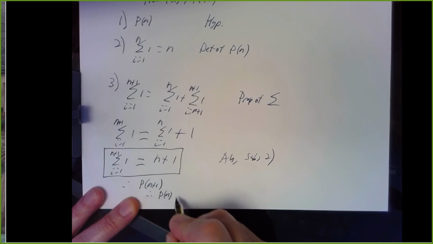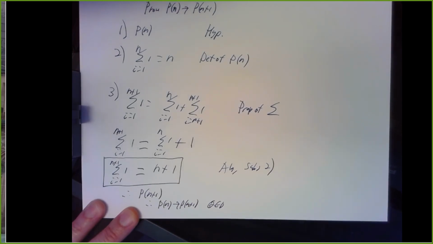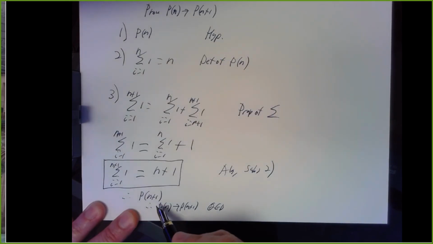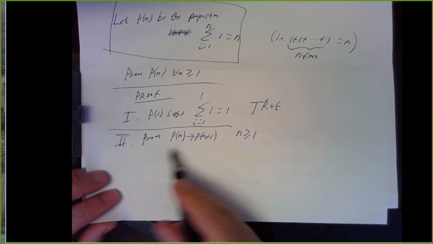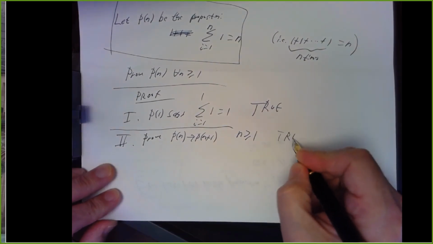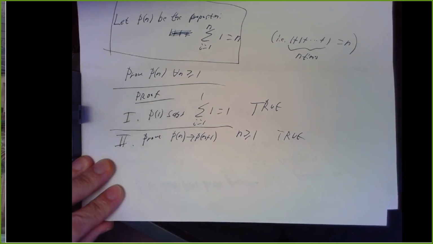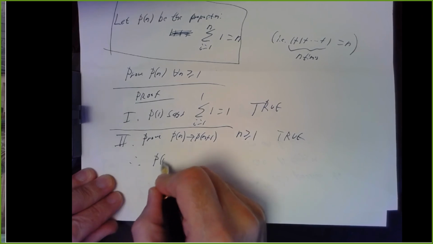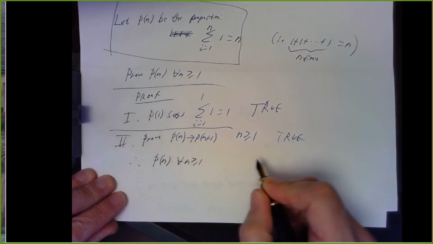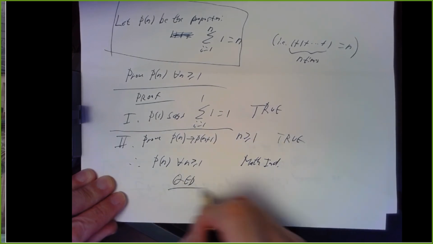Therefore, P of n implies P of n plus 1. So we started with P of n. We did a direct proof that P of n plus 1 is true. Well, guess what? We've just proven that P of n implies P of n plus 1. I'll go back to step 3 in a sec. So now we've proven the 2 steps that we need for mathematical induction. So we can say, therefore, P of n is true for all n bigger than or equal to 1, and the reason is mathematical induction. And that's the end of our proof.